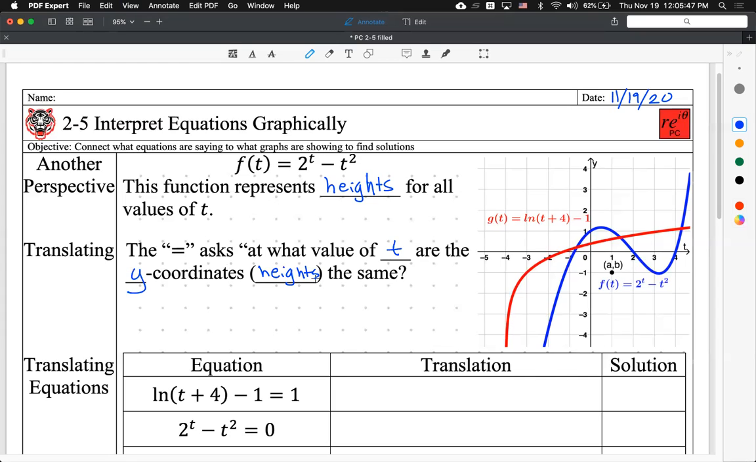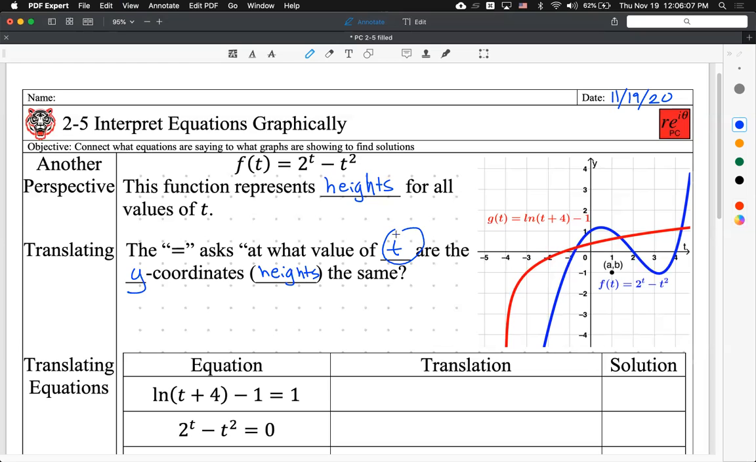And this is the same form of translation that you're going to have down here. Notice you have a table that says, here's your equation, what's the translation, and then even more, what is the solution? And then the solution will always be t values. I really want to emphasize this point. Please circle, highlight, star this. It's the t values. At what t values are they the same?